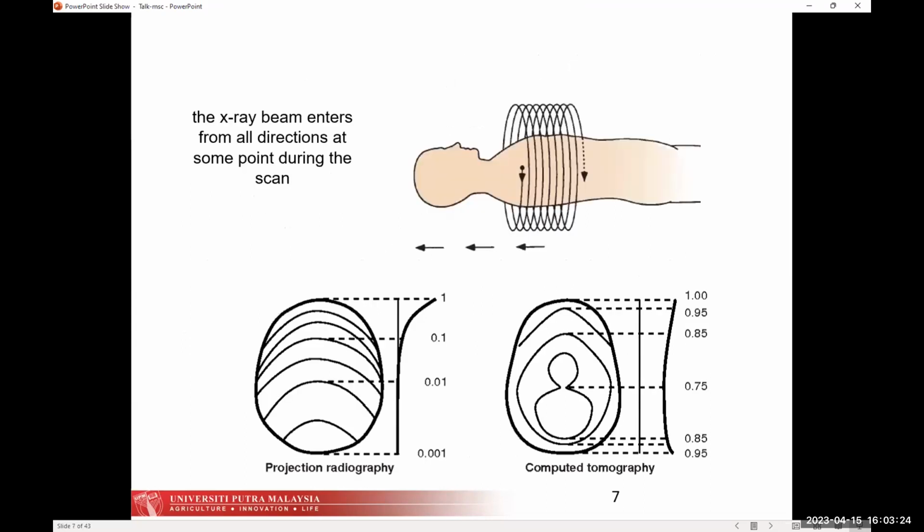So the geometry of CT scan is quite different compared to 2D projections. It involves multiple projections where the X-ray beam will enter from all directions during the scan. So we could see that the dose distribution in CT is actually slightly the same. Especially when you use high kV or high mAs, they are going to provide more exposure to the patients. It is not the same as projection.